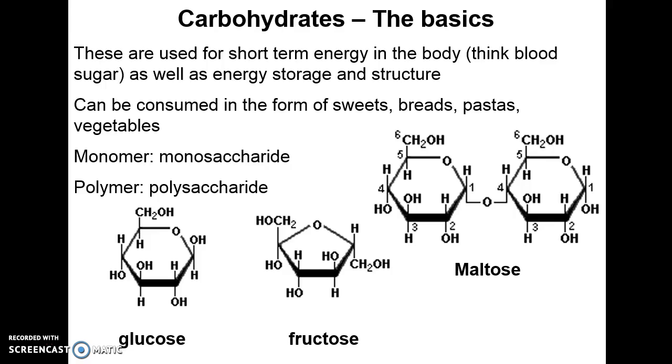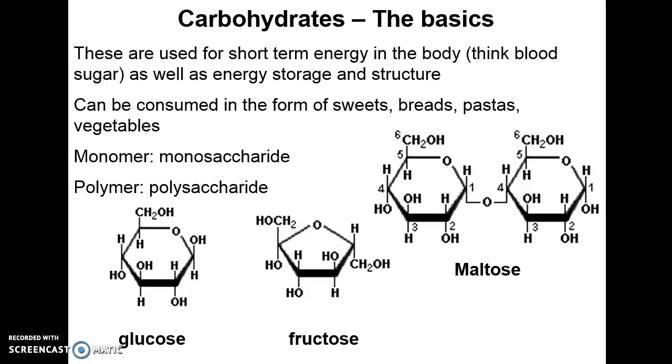But we also use them for structure in the body as well. So these can be consumed in the form of sweets, breads, pastas, vegetables, fruits, potatoes have a lot of carbohydrates in them, things like that. The Atkins diet is a diet that takes you off of carbohydrates and forces you to eat things other than carbs. So anything that you couldn't eat on the Atkins diet, it's going to be a carbohydrate.